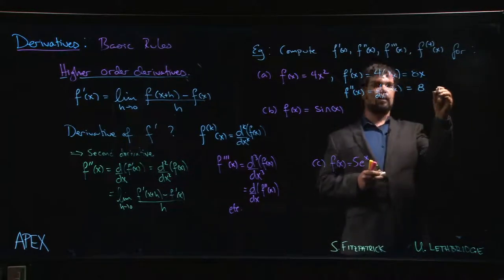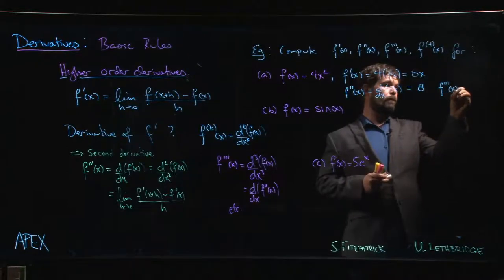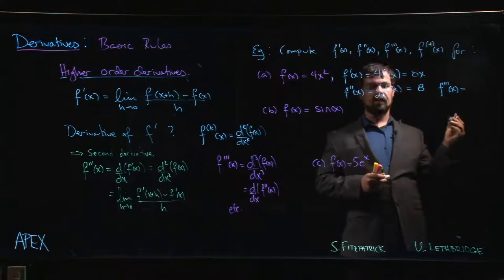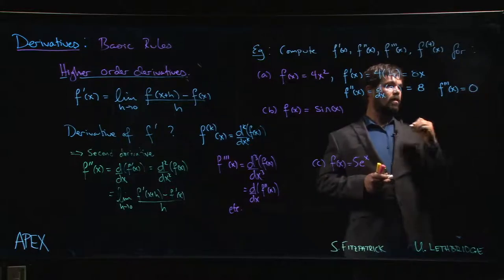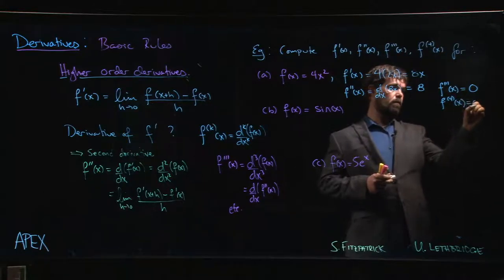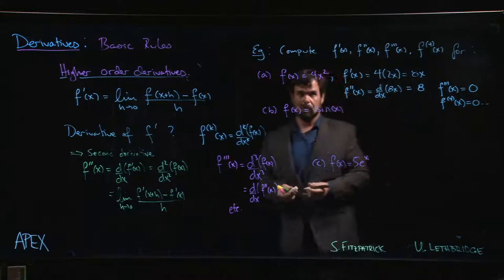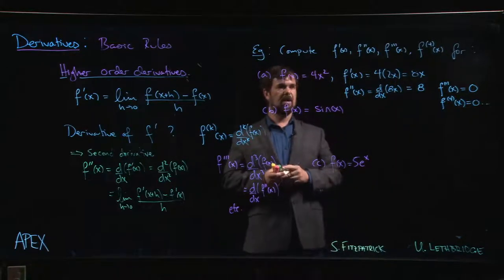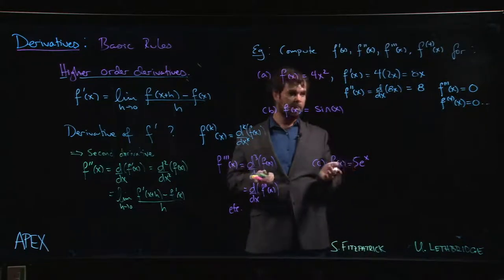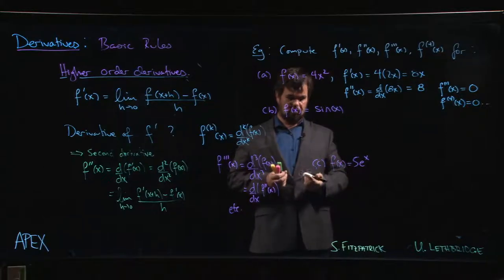The third derivative, well, it's the derivative of 8, right? It's the derivative of a constant, so it's 0. And in fact, so is the fourth derivative, and every other derivative after that is also going to be 0, right? And this is going to happen for any power function or indeed for any polynomial function. Eventually, all the derivatives are going to be 0.